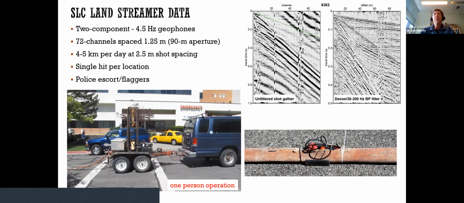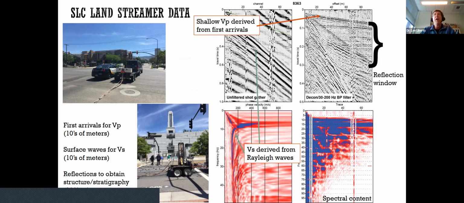In this same shot gather, you can see very strong surface waves. Here's the air wave, if you're familiar with that, traveling at 330 meters per second. And this is just a blow up of the streamer itself. Same image on the upper right, but I included a dispersion image now, and you can see this nice dispersion. This is phase velocity versus frequency.